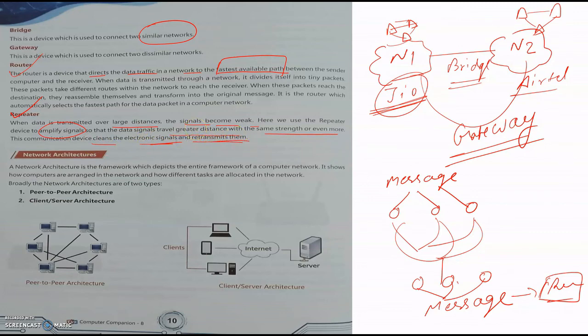So these are the major components of the computer network. Router, repeaters. Routers are used to choose the fastest available path between the sender and the receiver. It breaks the original message into tiny packets and forwards these tiny packets along different paths. After that, at the receiver's end, it again reassembles all these packets into the original message and gives it to the receiver's end. Okay. So that is the purpose of router.